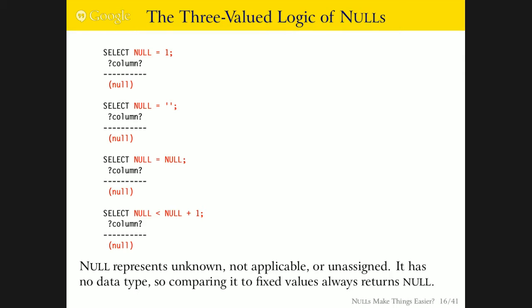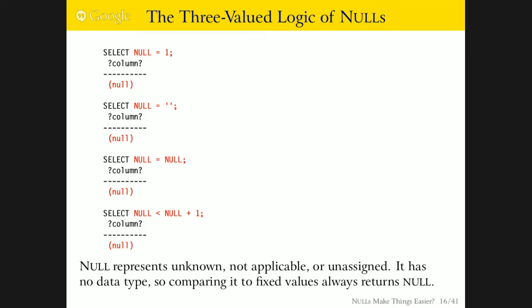Does a null equal 1? Well, does unknown equal 1? I don't know. That makes sense. Does unknown equal a 0-length string? I don't know. Does an unknown equal another unknown? Well, they could be different unknowns, right? So they don't. It's null.